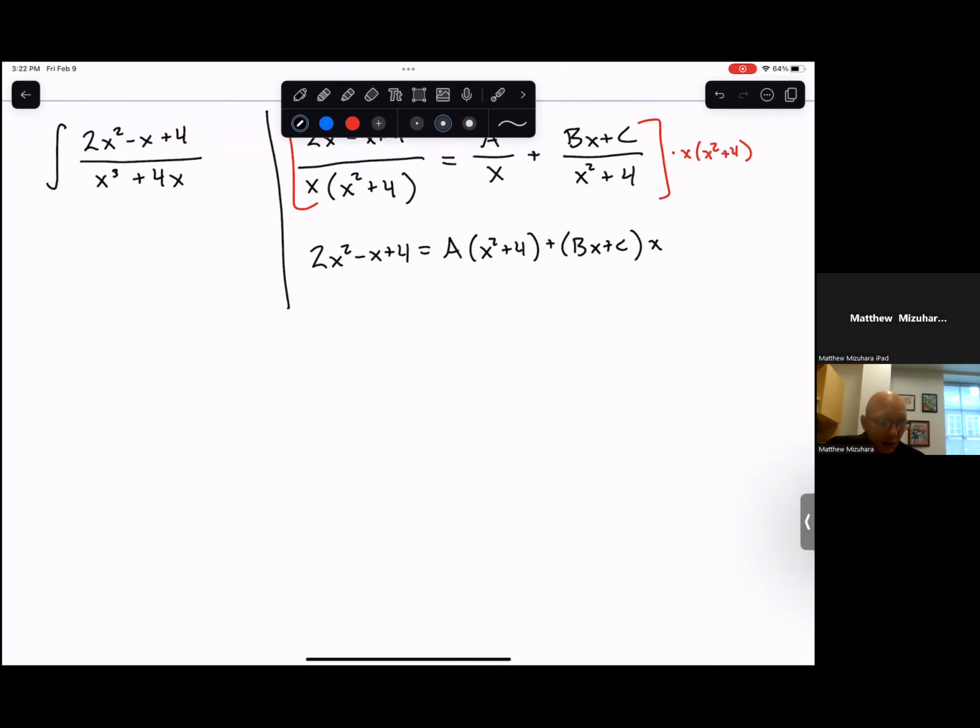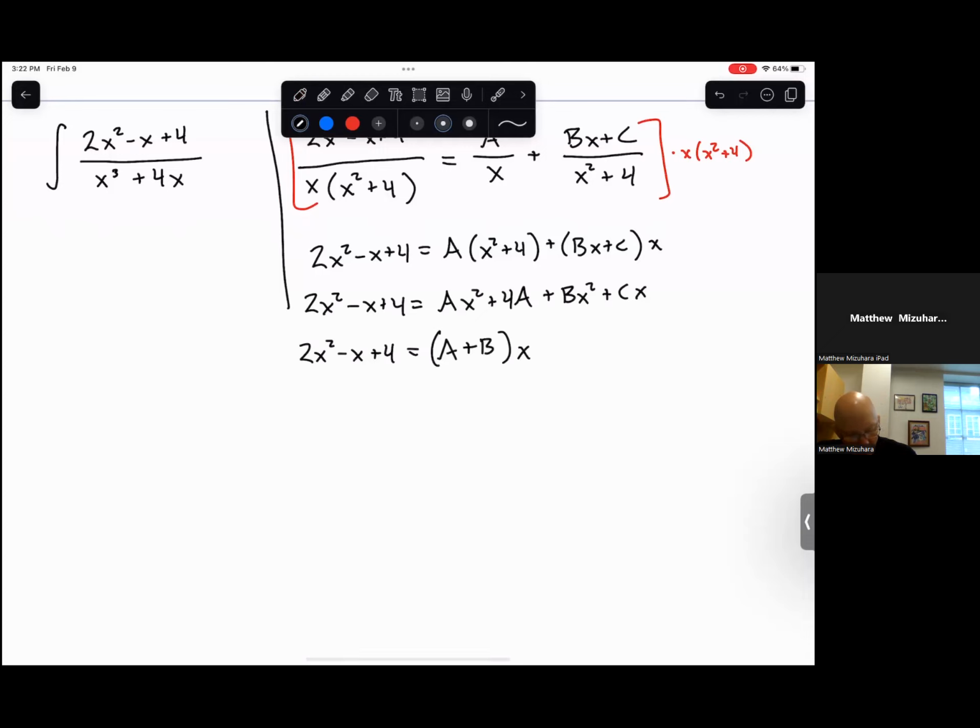Now, again, instead of plugging in x values at this point, we're going to try the second method I just showed you, where instead we're going to distribute everything on the right-hand side and then recollect by powers of x. So 2x squared minus x plus 4 equals, distribute: ax squared plus 4a plus bx squared plus cx. Just distribute everything out. And then I'm going to collect everything on the right by their powers of x. So I'm going to get a plus b x squareds, plus just a cx, plus 4a.